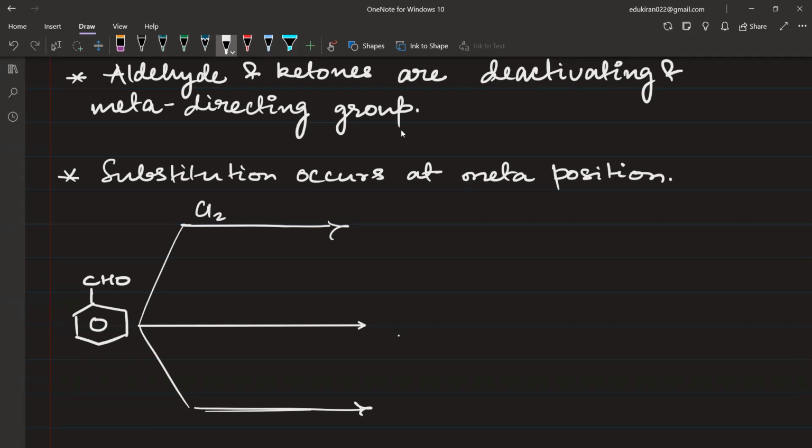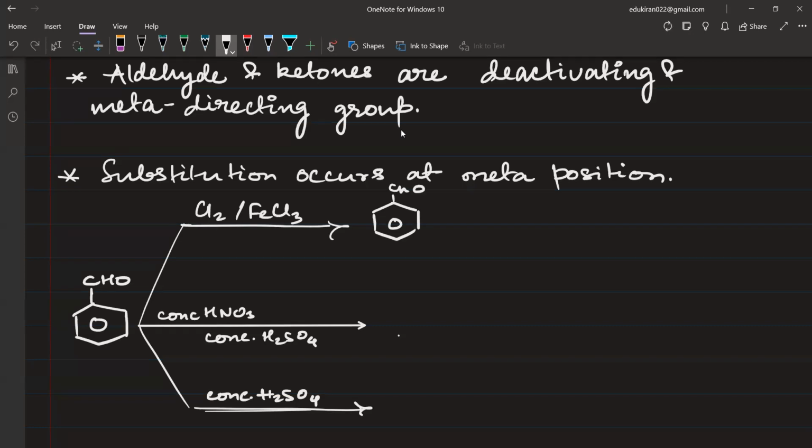So you have Cl2 in the presence of FeCl3. Then you will have concentrated HNO3 in the presence of concentrated H2SO4. At last, you will have concentrated H2SO4. So in the first case, you will get a chlorine in the meta position, CHO, chlorine here, only one product. Similarly, here you will get NO2 in the meta position. There is CHO. Last case, you will get SO3H in the meta position, sulfonation.